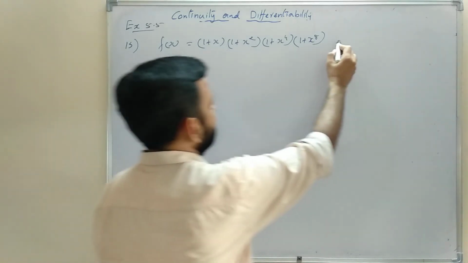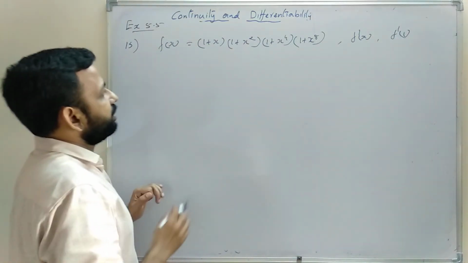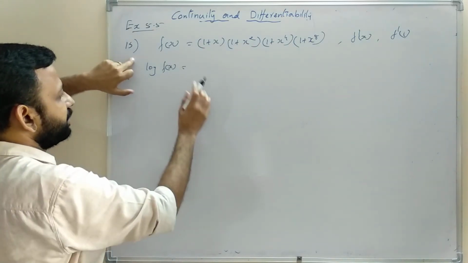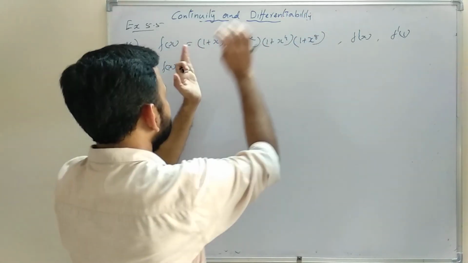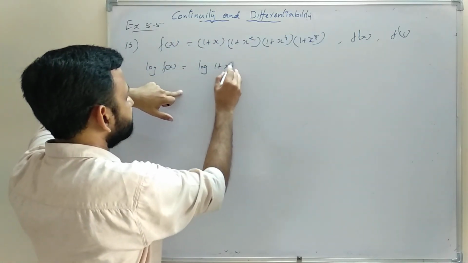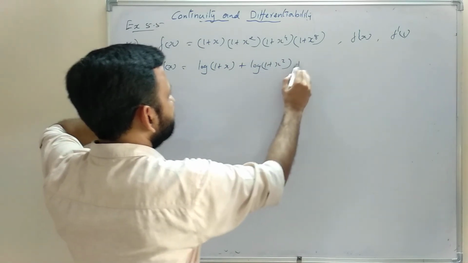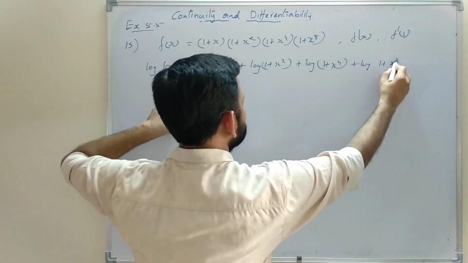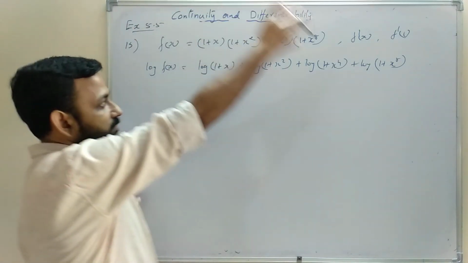We need to find the derivative, so first we will find f dash x, then we need to find f dash 1. If you want to find f dash x, we will take log of f of x equal to logarithm of LHS equal to logarithm of RHS. So log abcd is log a plus log b plus log c plus log d. So we will get log 1 plus x plus log 1 plus x square plus log 1 plus x raised to 4 plus log 1 plus x raised to 8.